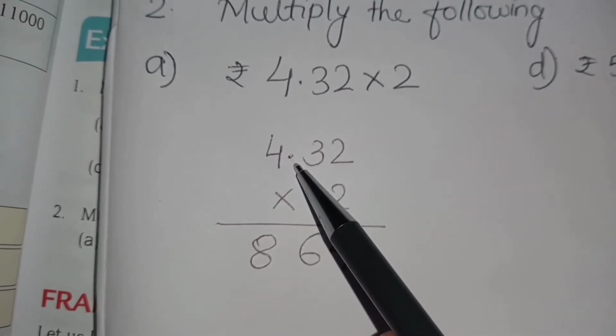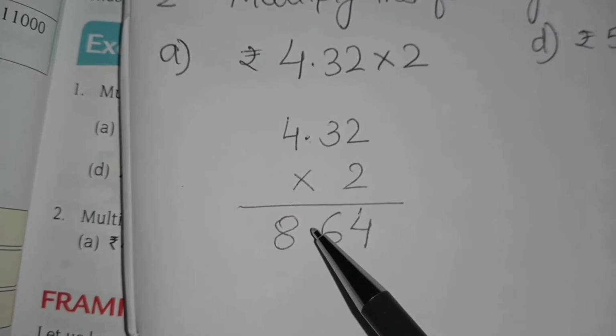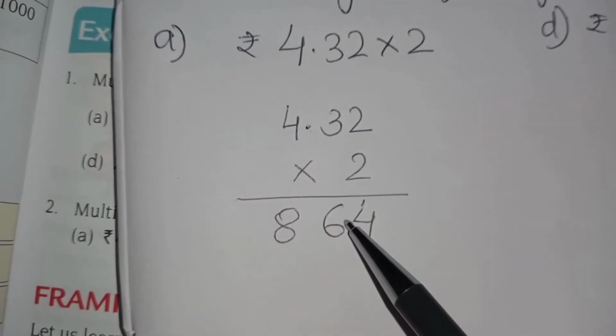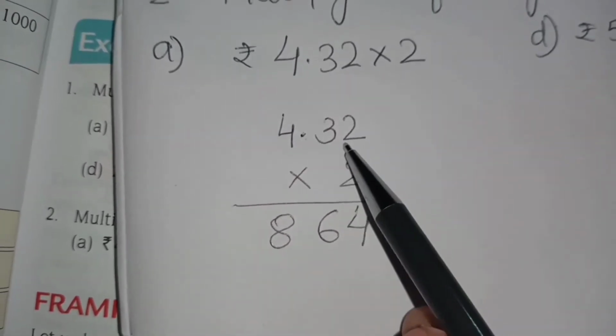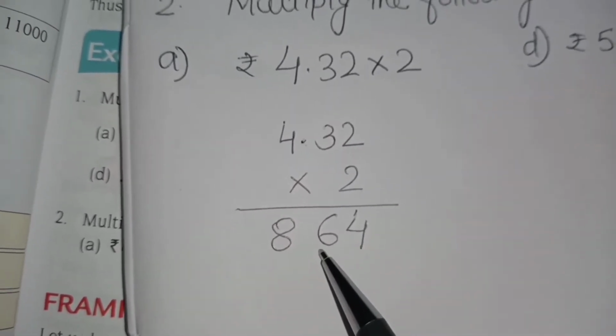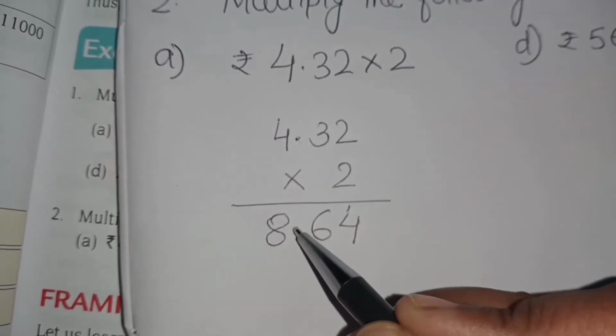Then a point is there, no? So from here, from this right side, we'll go to the left side 2 times. 1, 2. Here you can see after 2 digits the decimal point is there. Same way, after 2 digits we will put the decimal point. This is the point.